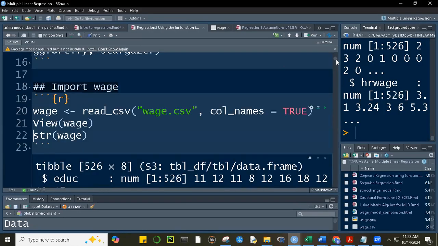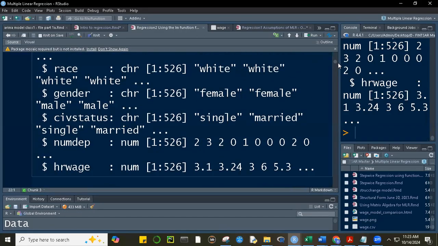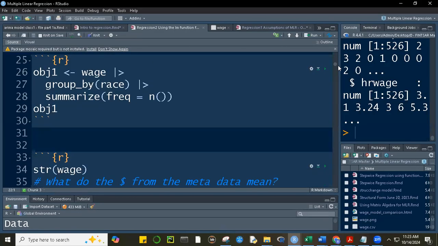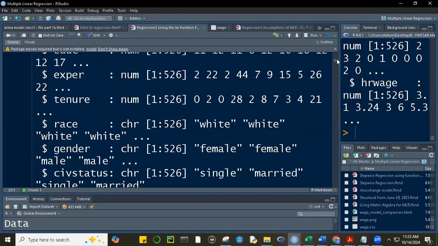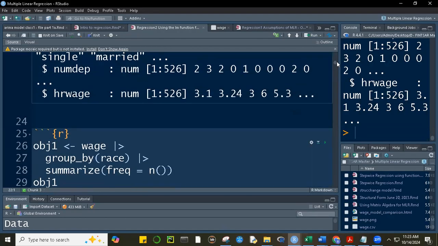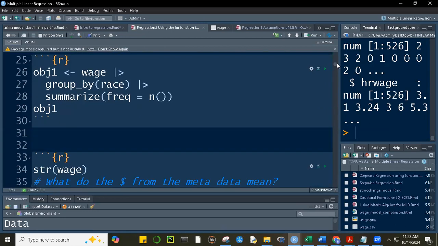So this is our data, class, and we'd like to perform multiple linear regression here, where the dependent variable is hourly wage, and the rest are independent variables.